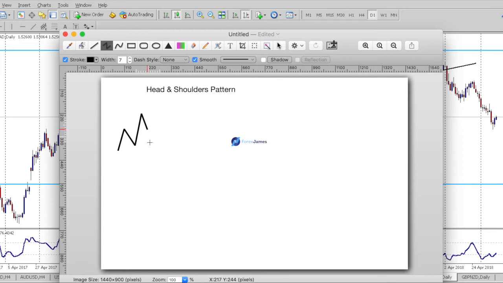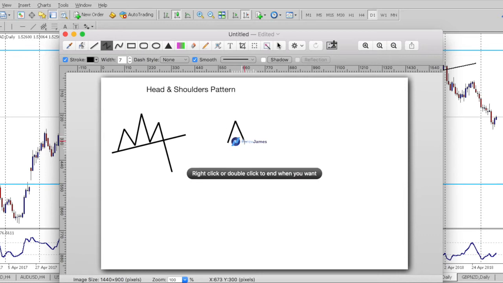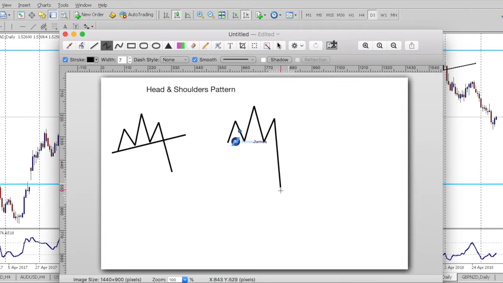Left shoulder, head, right shoulder, break. Right? This is one. The neckline is slightly to the upside. And there's another kind of head and shoulders with a more horizontal neckline.